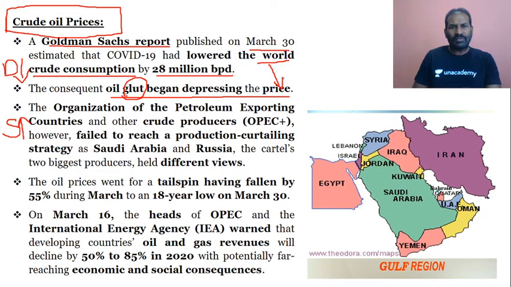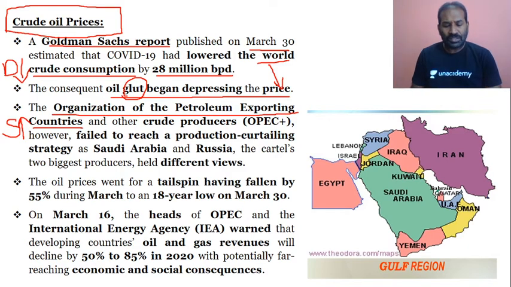Now we will look at when the demand is low, then definitely the supply has to be reduced, and the one who is responsible to cut the supplies or the production of the oil is from the OPEC countries, that is Organization of Petroleum Exporting Countries, which has to make sure that it controls the supply of the prices.